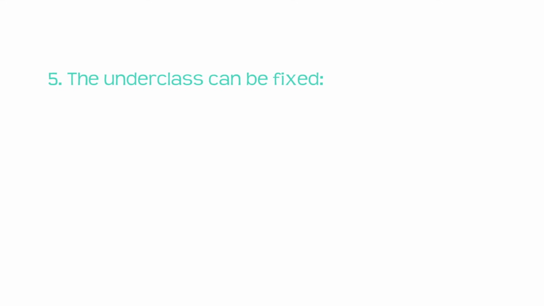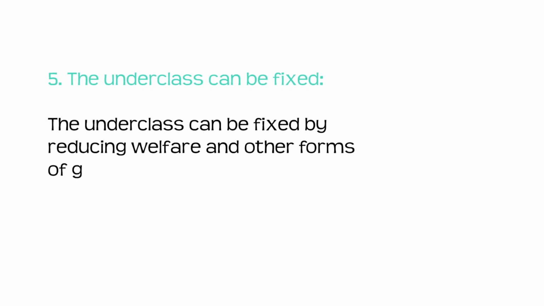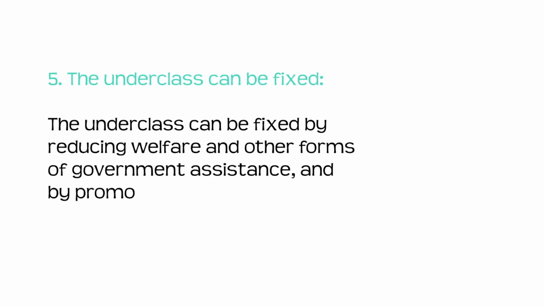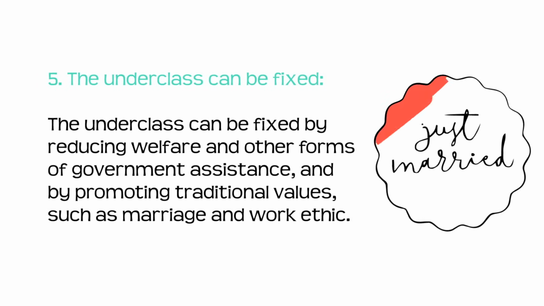Number 5. The underclass can be fixed. The underclass can be fixed by reducing welfare and other forms of government assistance, and by promoting traditional values such as marriage and work ethic.